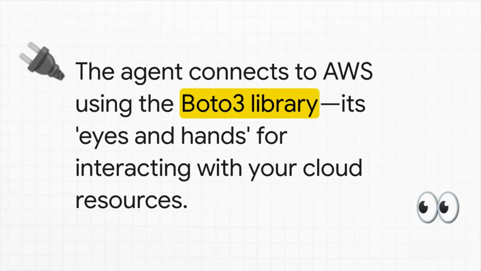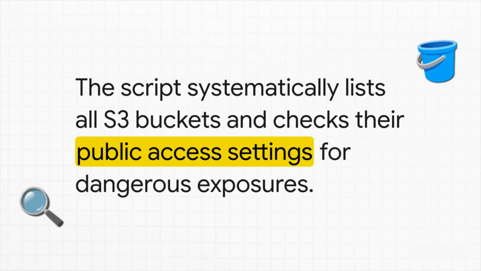That's it. So step 1 is all about getting in the door. The agent uses this standard Python library, you've probably heard of it, Boto3, to connect to AWS. This is key. Boto3 is basically the agent's eyes and hands inside your cloud. It's what lets it see all your resources and check their settings. Now for step 2, the scan. This part is super focused. The code doesn't just look at all your S3 buckets. No, for every single bucket, it goes in and checks one very specific thing, the public access settings. It's zeroing in on that one critical configuration that could expose your data to the whole world.